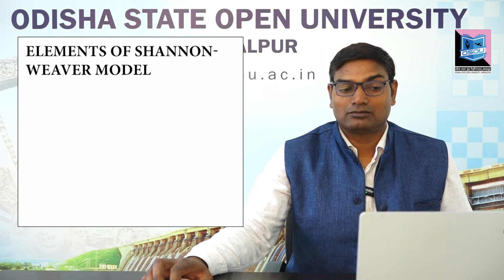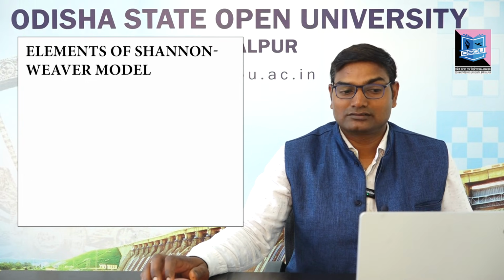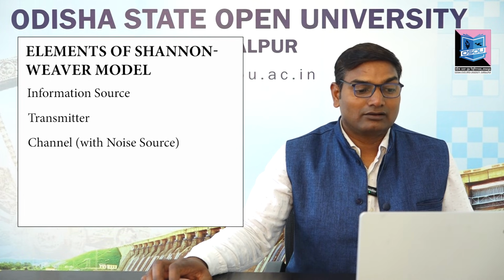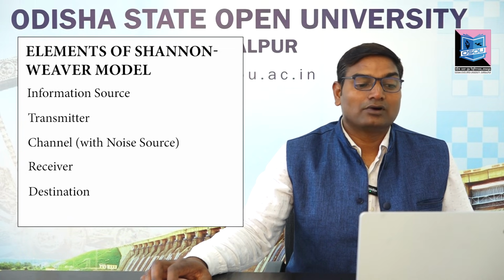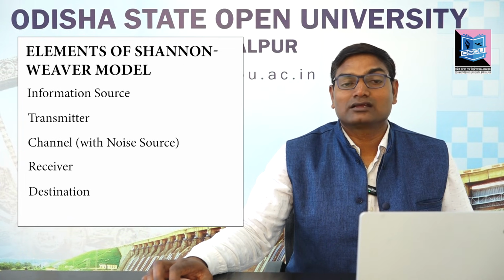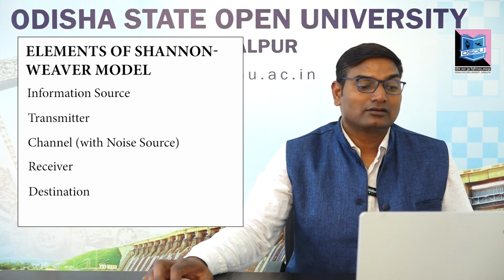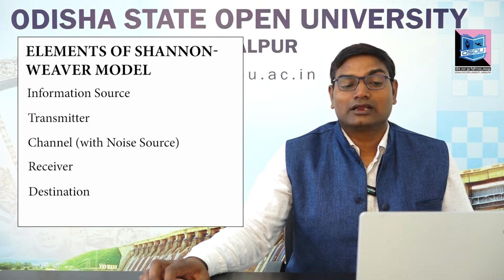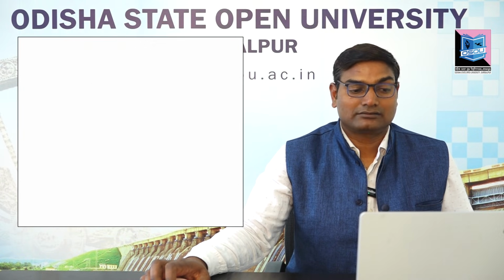Elements of the Shannon-Weaver model. The model includes five key components: the information source, the transmitter, the channel, which may contain noise, the receiver, and the destination. Each part has a specific role in the communication chain. The model highlights how noise can interfere with signals, which is crucial in ensuring accurate message delivery. It is especially relevant in technical and digital communication.